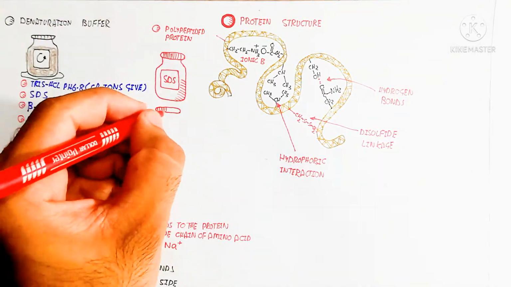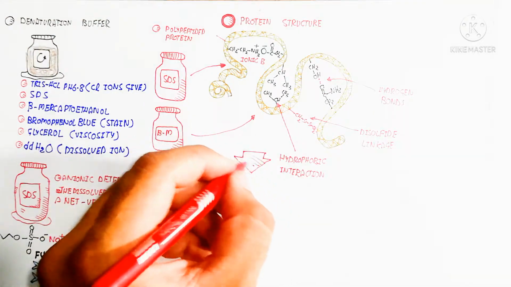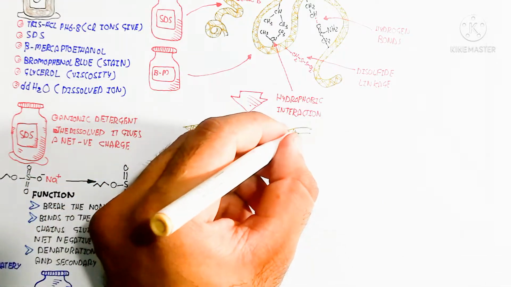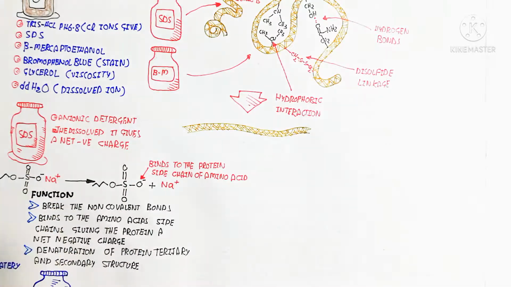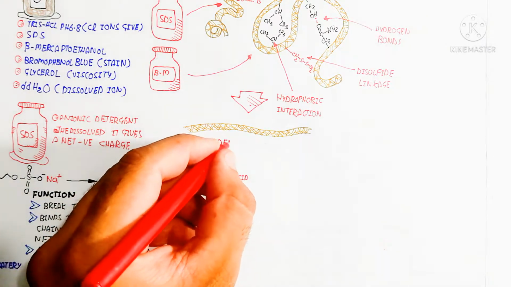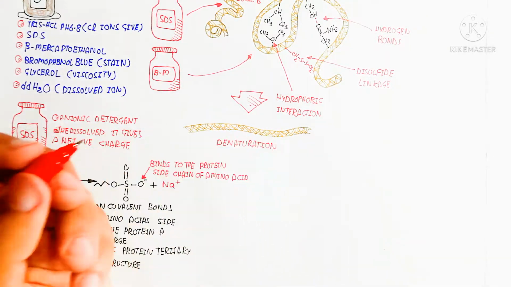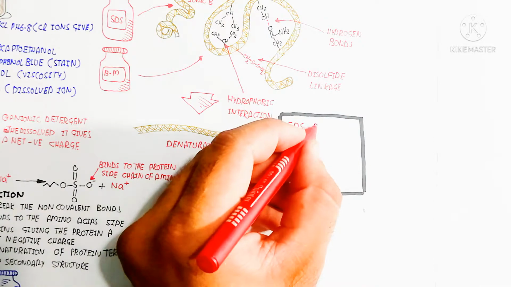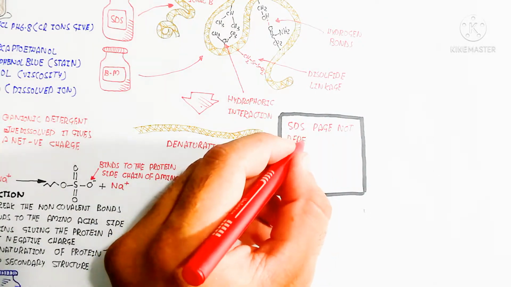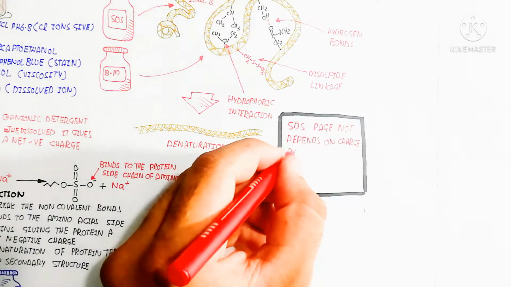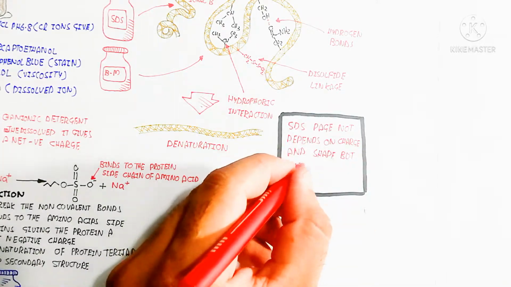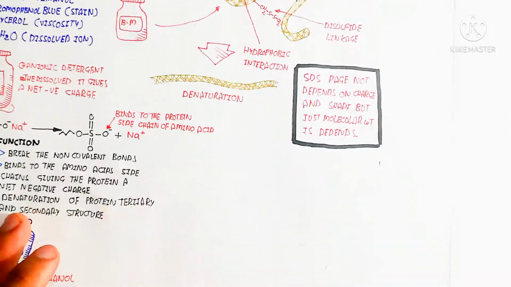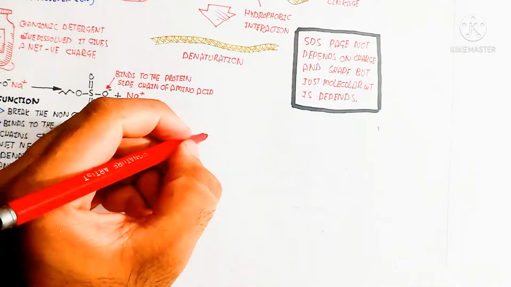The important thing I am discussing in this video is that SDS-PAGE does not depend on charge and shape, only on molecular weight. So again, you should understand: the denaturation occurs, and the ionic changes come from the SDS buffer and the beta mercaptoethanol, as well as the SDS, which is the denaturation buffer used for it. And SDS-PAGE does not depend on charge and shape, just molecular weight.